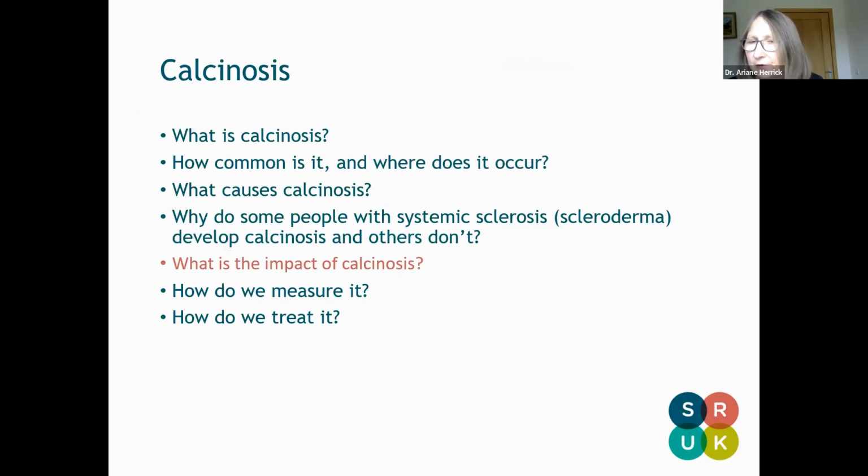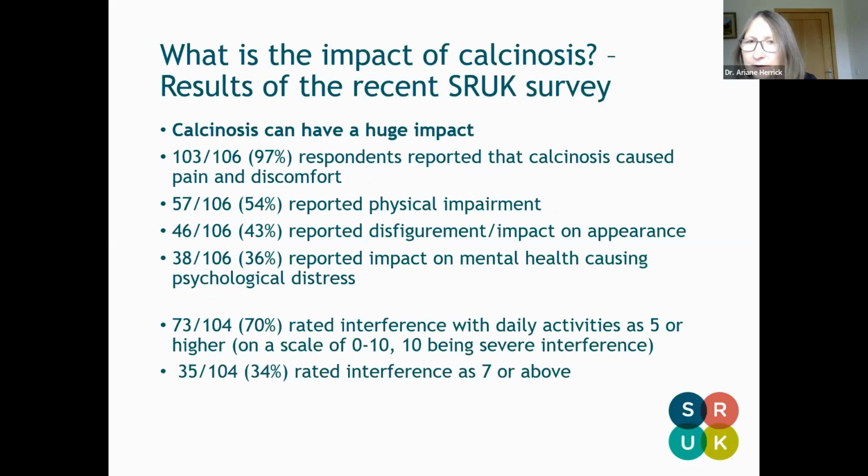Okay, so now we go on to the impact. How does calcinosis affect people? And of course, we've seen the photograph already of that thumb, and we can see that that would be difficult for that individual to bend their thumb properly. So can we have the next slide, please, Alicia?